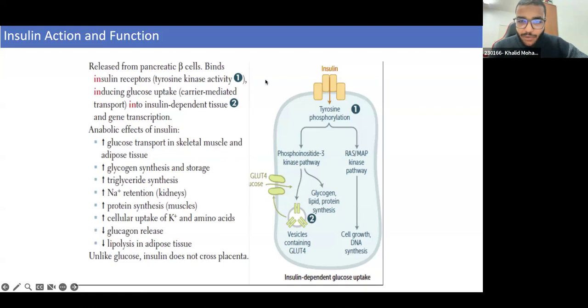Now, this is the receptor we spoke about for insulin. It has 4 subunits. It's tyrosine kinase linked. Once tyrosine is phosphorylated, it will activate multiple pathways that will bring out these effects, okay, whether it was secreting stuff or whether it was affecting the protein synthesis in the DNA of the cell.